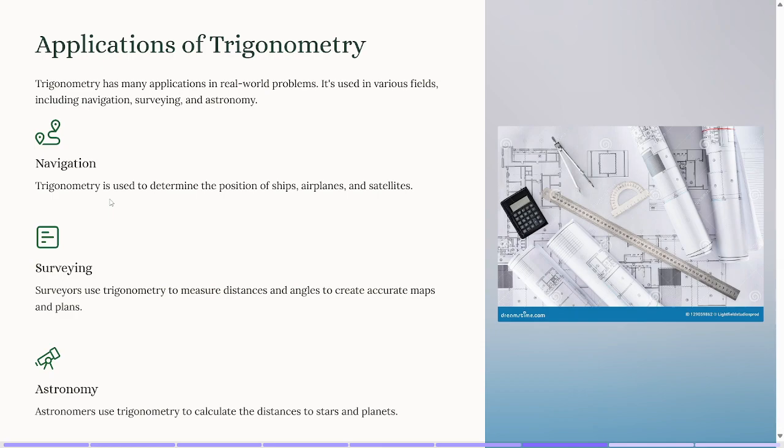In mobile phones, navigation is also used to find where we are using these phones. When we survey anything, trigonometry is a very important thing to understand, because distances and angles are used in the process of surveying. And third is astronomy. Astronomers use trigonometry to calculate the distances to stars and planets. If we have to find the distance between stars and planets, trigonometry is very important, because without knowing trigonometry, we can't find such things.